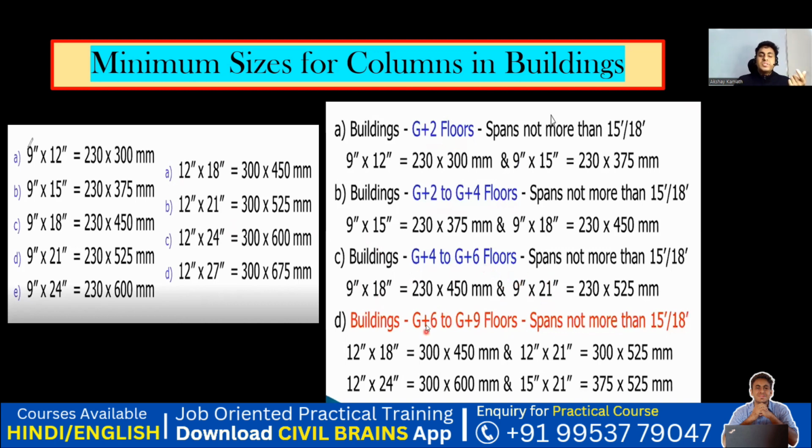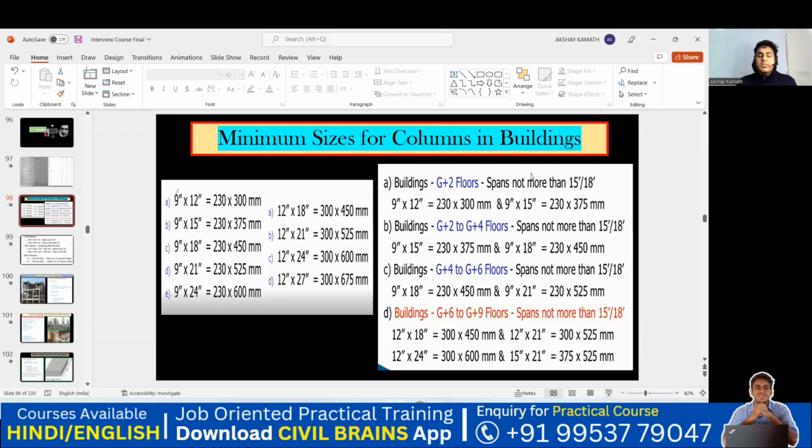If you're going from G+6 to G+9 floors, you can go with 12 inch by 18 inch, 12 inch by 21 inch, even 12 inch by 24 inch, and 15 inch by 21 inch. So now you play with a lot of combinations. Wherever more load is coming, you go with the higher size, and wherever less load is coming, you go with the smaller size. Pretty simple.